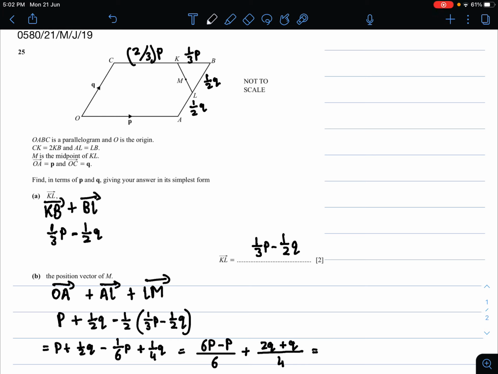So therefore your final answer would be 6 minus 1, which is 5p, divided by 6, my bad, plus 2q plus q, which is 3q, divided by 4. Therefore this would be your final answer for question 25 part B.